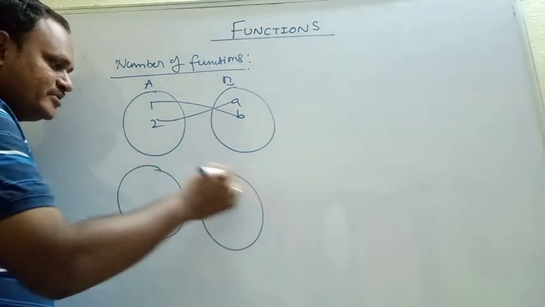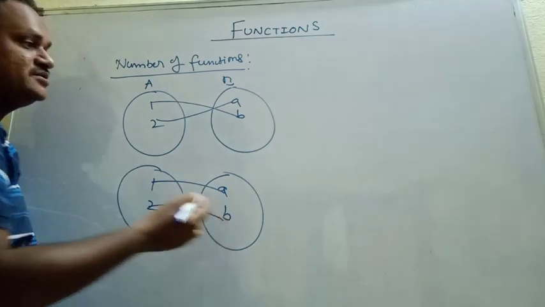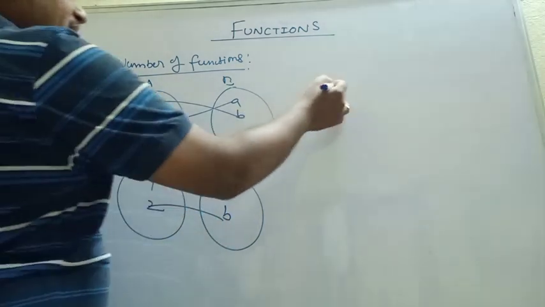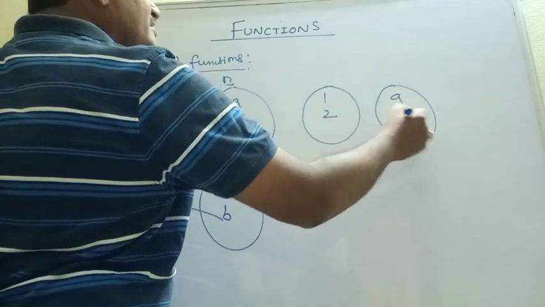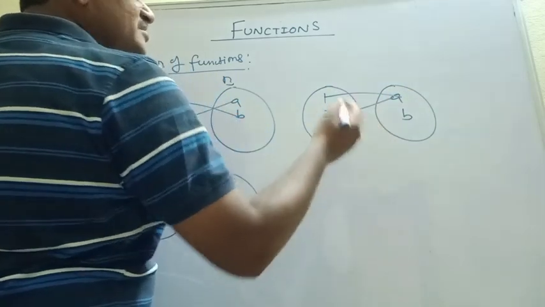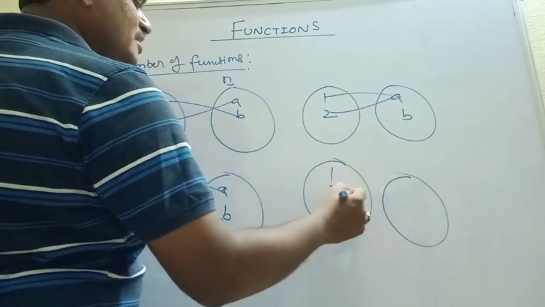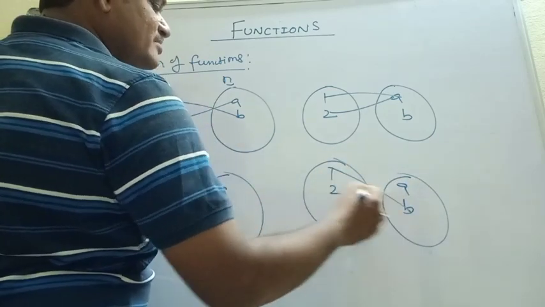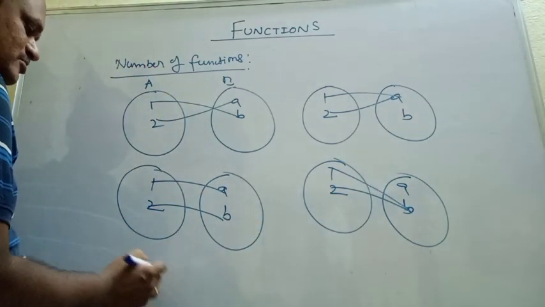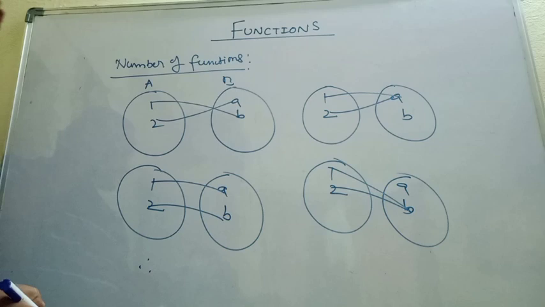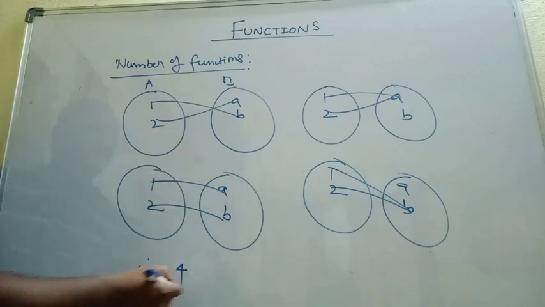Next, we have 1, 2 and a, b like this: 1 to A, 2 to B. This is another function we have here. Next, 1, 2, a, b like this: 1 to A, 2 to A. This is also another function. Therefore, here also 1, 2, a, b, that means 1 to B, 2 to B. Totally we have 4 functions.